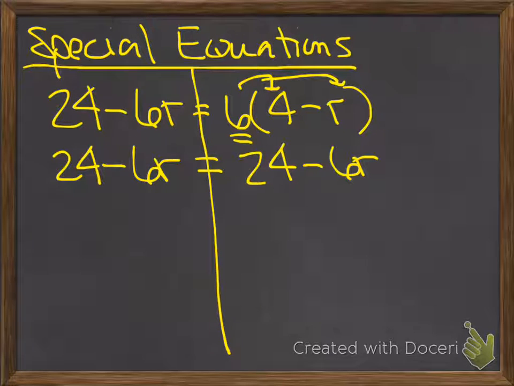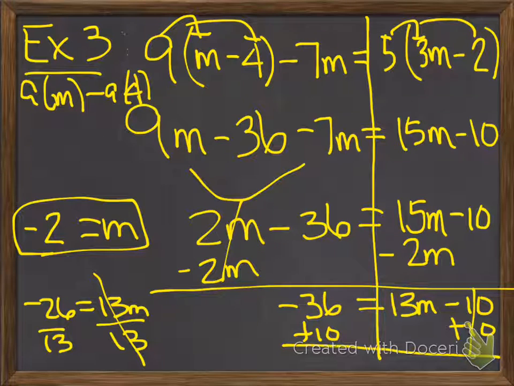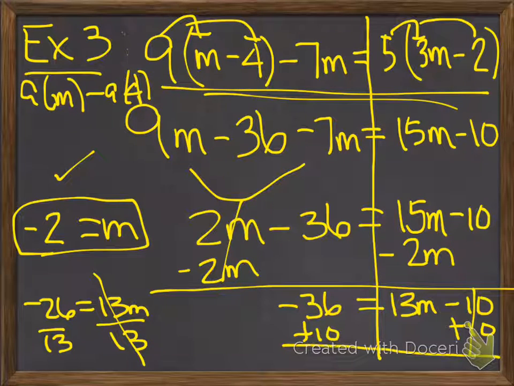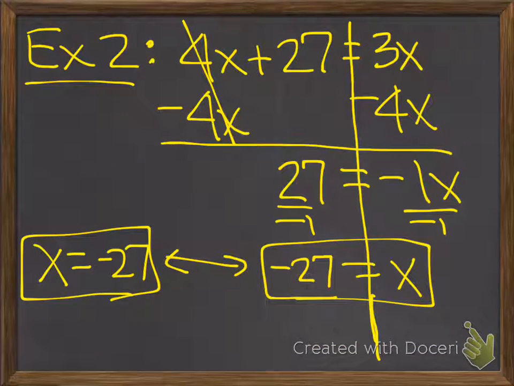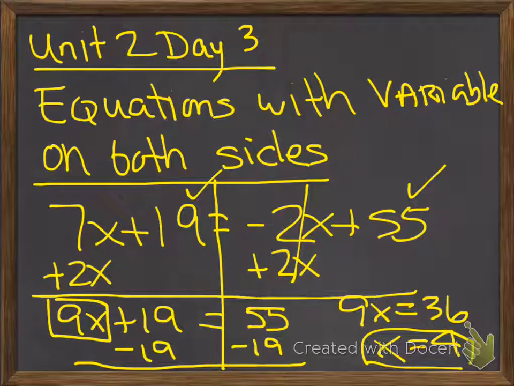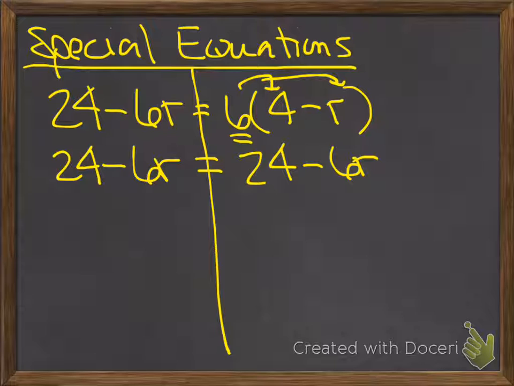Remember, when we solve an equation, for example, when we solve this equation, -2 is the value that makes both sides equal the same amount. When we solved example 2, -27 is what x would have to be for both sides to be the same. 4 is what makes both sides have the same number here. Well, here in this example, they look exactly the same. Look what's going to happen. Since they're the same, how am I going to get the r off the right side?